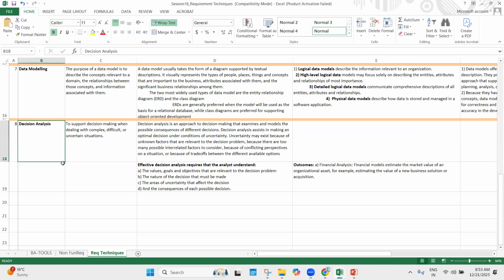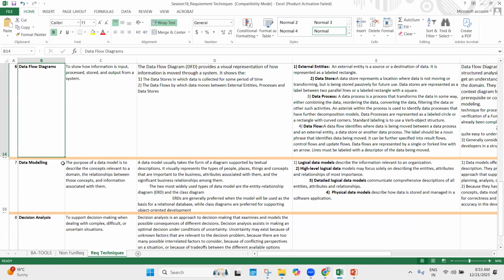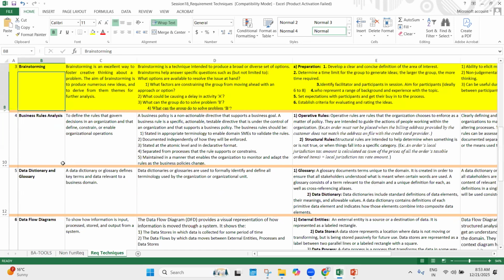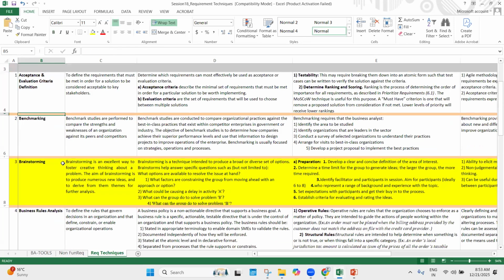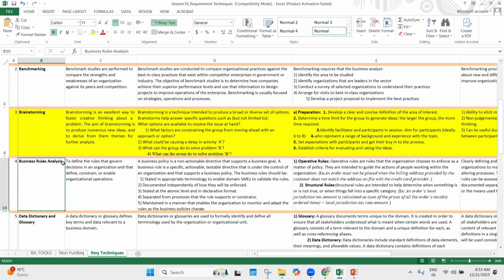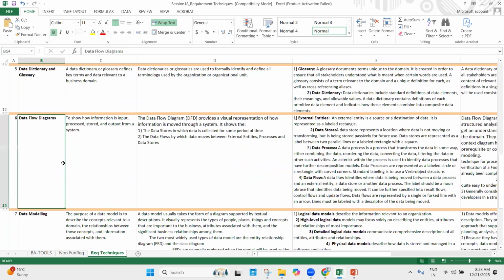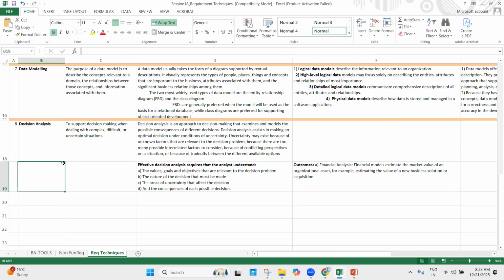Okay, so in the requirement gathering techniques we have discussed till now, the first seven started with acceptance and evaluation criteria, benchmarking, followed by brainstorming, business rules analysis, data dictionary, data flow diagrams, data modeling, and then the final one will be decision analysis. This is an approach where we make decisions by examining the models and the possible consequences of the different decisions, and this assists in making optimal decisions under conditions of uncertainty based on the unknown factors that are relevant to the decision problem.